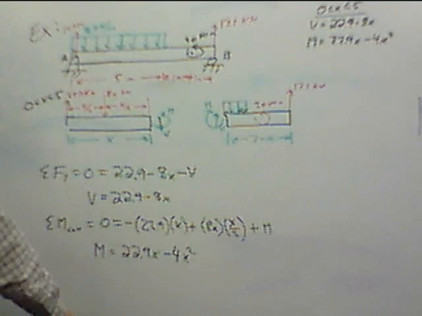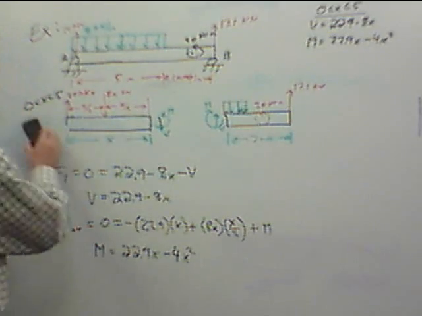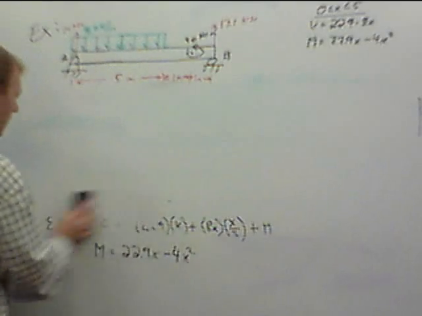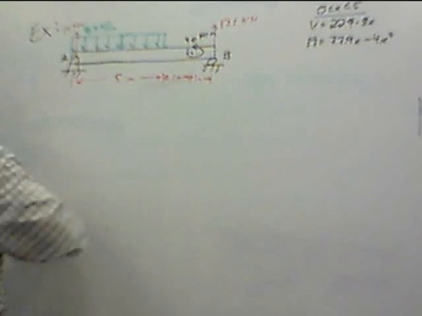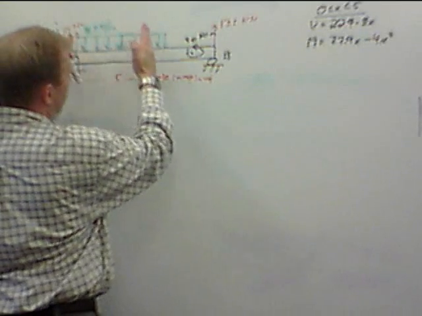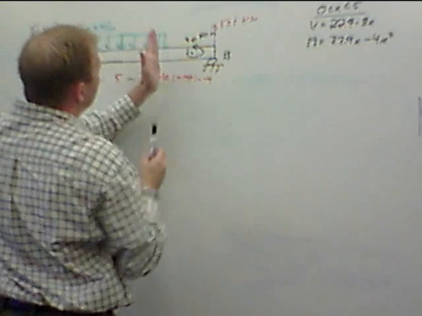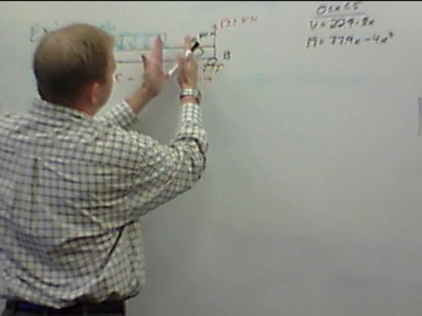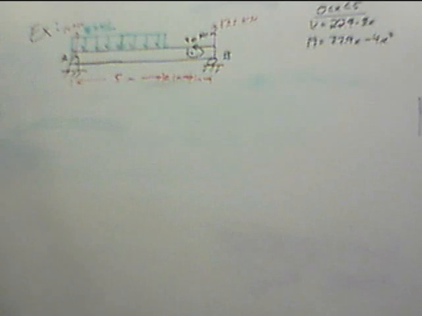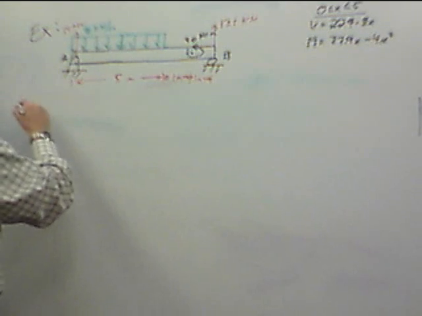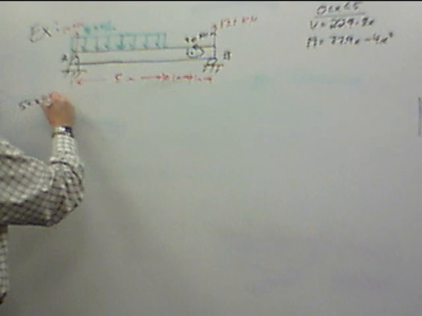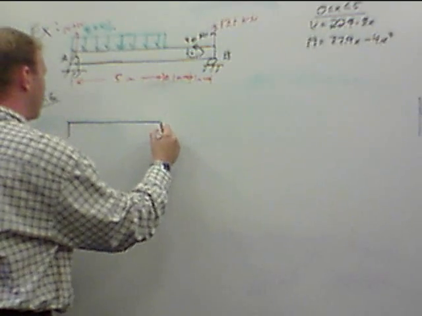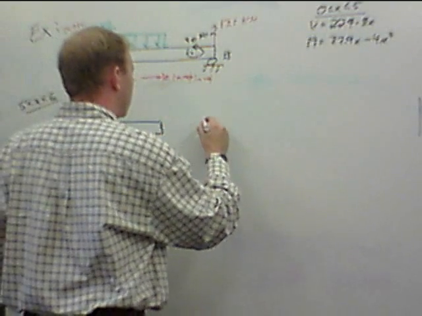Now we have to look at the next range. Taking this piece down, again, we've gone from here to here to here, nothing's changed. When we hit the end of the distributed load, things change. The distributed load has gone away. And again, from 5 to 6, nothing changes, and then we hit this applied moment. So the next range is from 5 to 6. This segment looks like this.